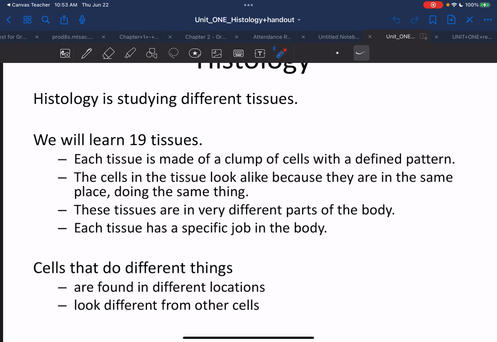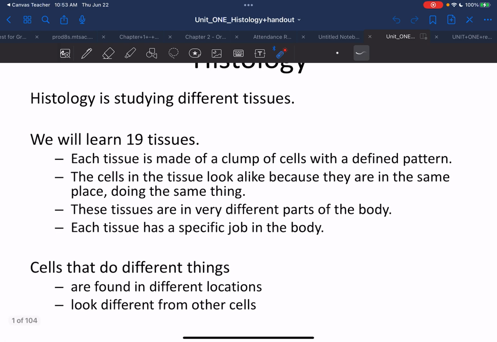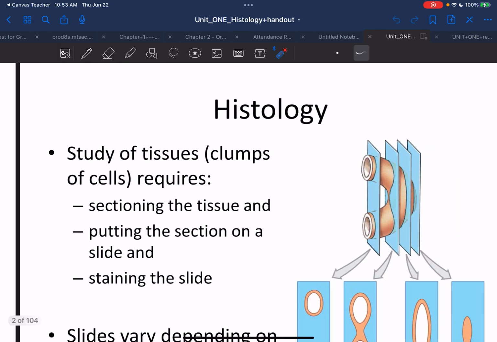And so we're going to separate into 2 labs. You'll learn half today and then half the next class, and then you will have your exam on this.